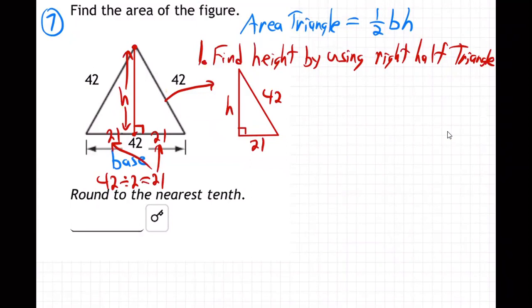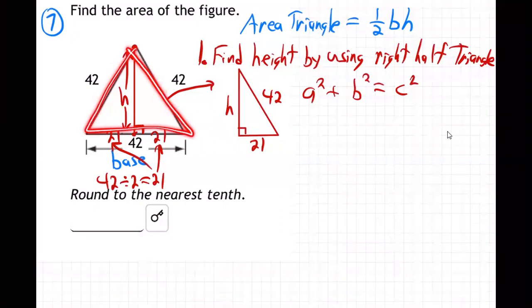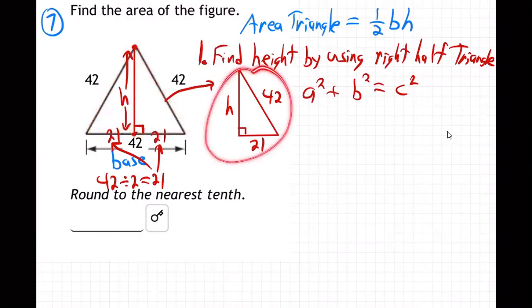Okay. Now why am I doing this? Why am I using just the right half? Well, it's because the right half is a right triangle. So I can use a squared plus b squared is c squared. Whereas the whole triangle is not a right triangle. It doesn't have a 90-degree angle in one of its corners, right? Its three angles are not 90 degrees. But if I just use half of it, then I've got a right triangle and I can find the height.